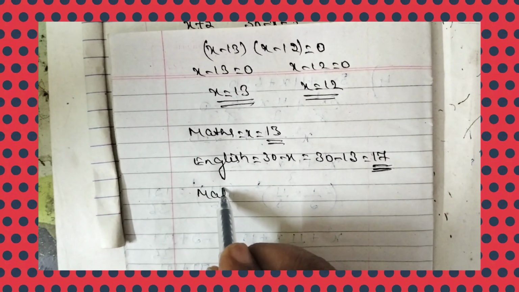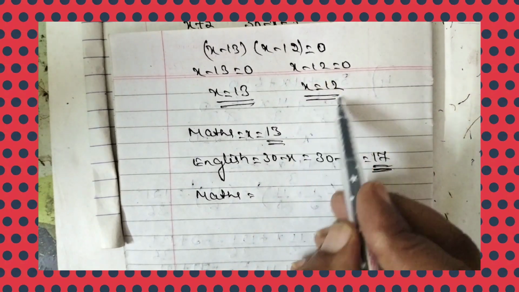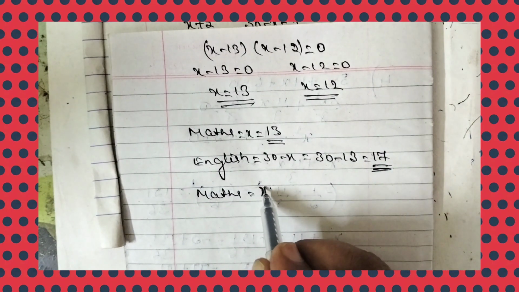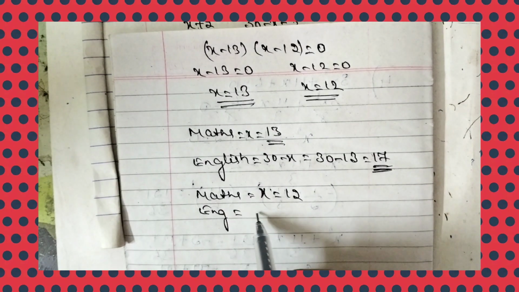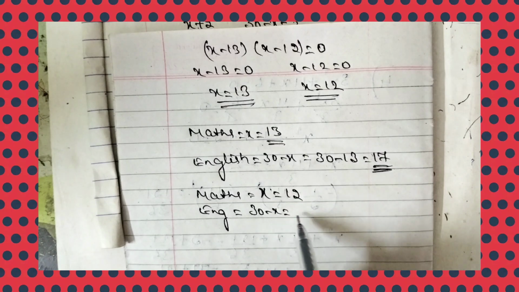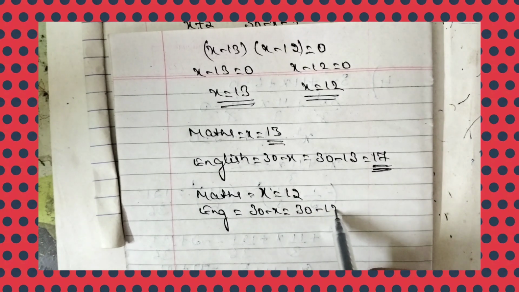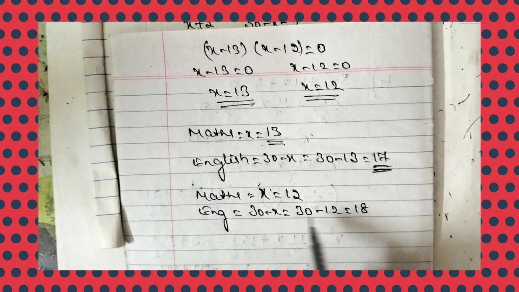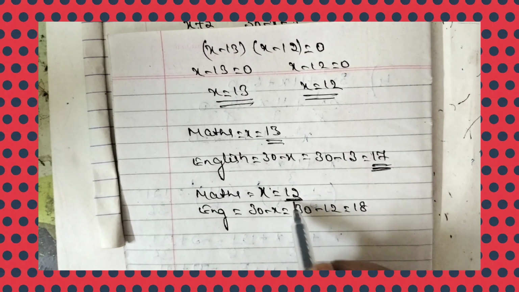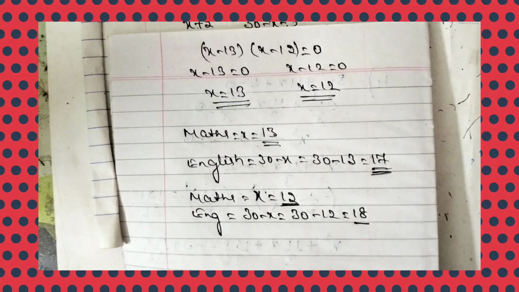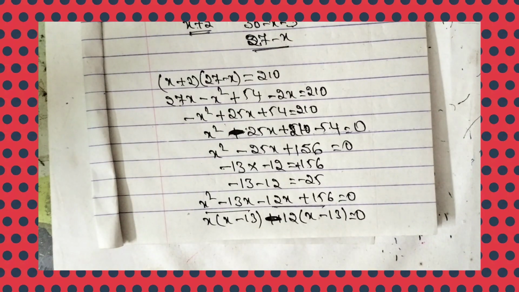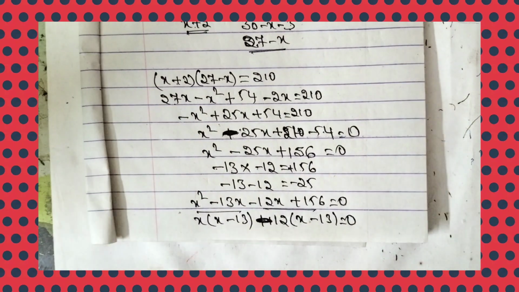Suppose in maths, instead of 13 marks, she scored 12 marks, so x is equal to 12. Then what mark does she score in English? 30 minus x, which is 30 minus 12, is equal to 18. If she scored 12 marks in maths, definitely in English she will score 18. 18 plus 12 becomes 30. So like this, we have to find out the marks Shefali scores in English and mathematics. Now let us move to the next question.